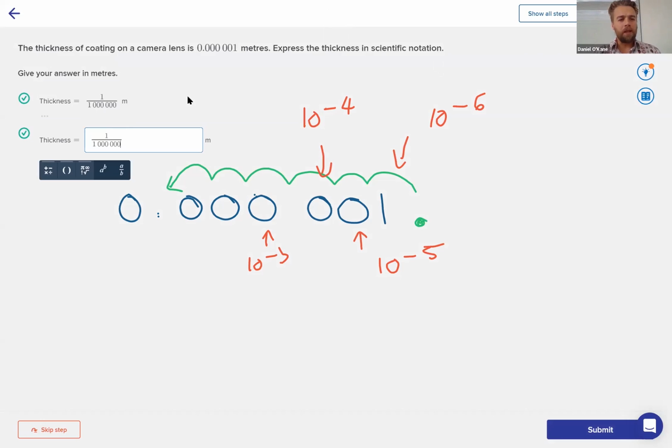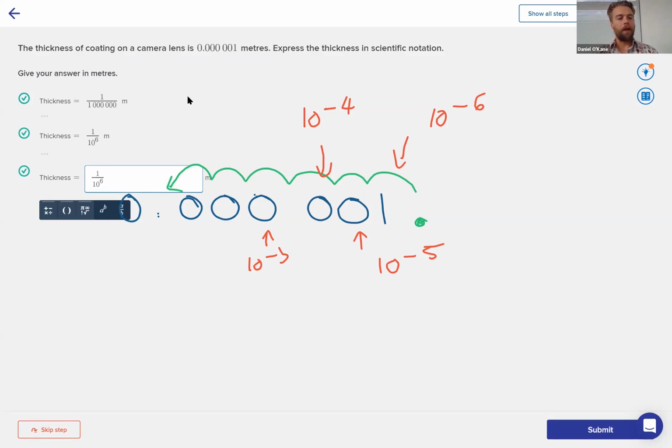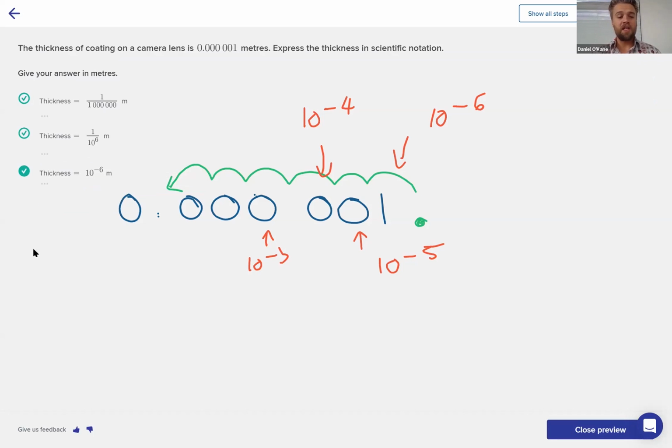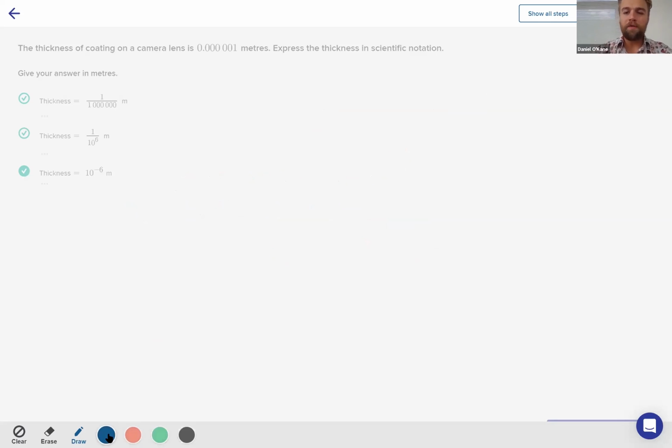And so 1,000,000 I can write as 10 to the power of 6. And as I've shown you in my work, that is the same as using negative index laws, 10 to the power of -6. So you can have this as your answer, 10 to the power of -6, and that is correct, okay? Also, what would be correct if you're writing specifically in scientific notation is you can write 1 times 10 to the power of -6.